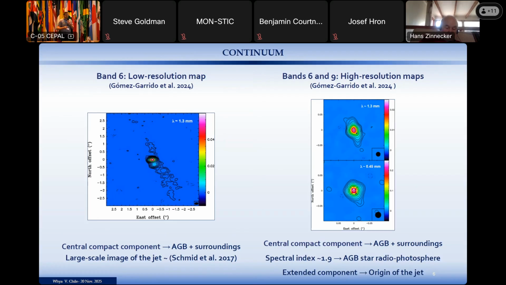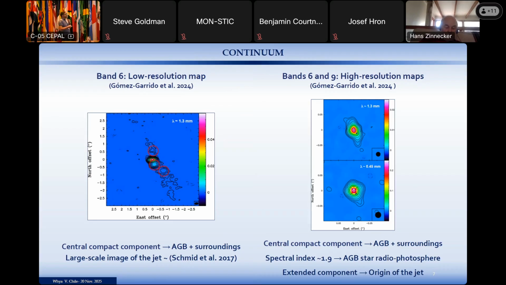And if we compare this map with the maps of H alpha by Smith and colleagues 2017, we can identify the same structure. So H alpha and the continuum at this frequency are tracing both components, including the jet from the white dwarf.